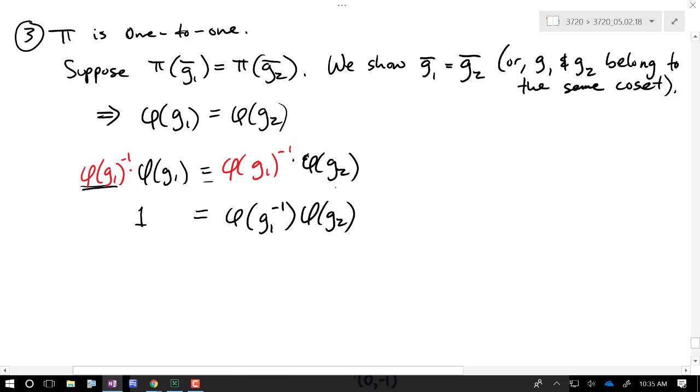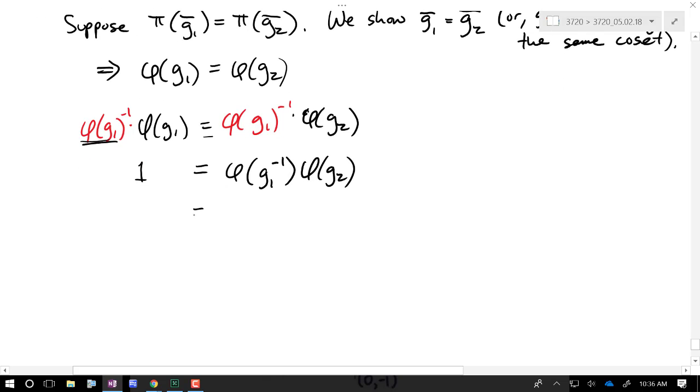One thing you might have experience with that's not commutative is multiplying matrices. If you were trying to multiply on the left side by a matrix, you have to make sure you left multiply. You'll get a different product. So now we have phi of G1 inverse times phi of G2. What else can I write because phi is a homomorphism?